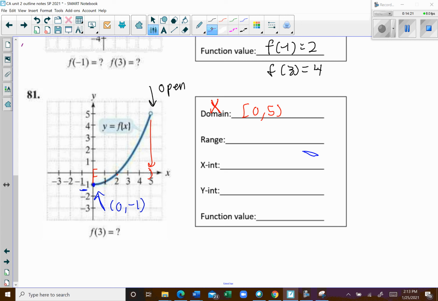Then range is going to be the y values. So our y value down here is -1, then we go to 0, 1, 2, 3, 4, and we get up to 5, but once again, we have an open circle, so we're not going to include 5. So we're going to go from -1 all the way up to 5, and I have to use a parenthesis there. X-intercepts, it looks like we got one right there at 2, so (2, 0), or set notation. And then our y-intercept looks like we have one right there at (0, -1). Then find the function value f of 3. So f of 3 looks like that's going to correlate with 1.